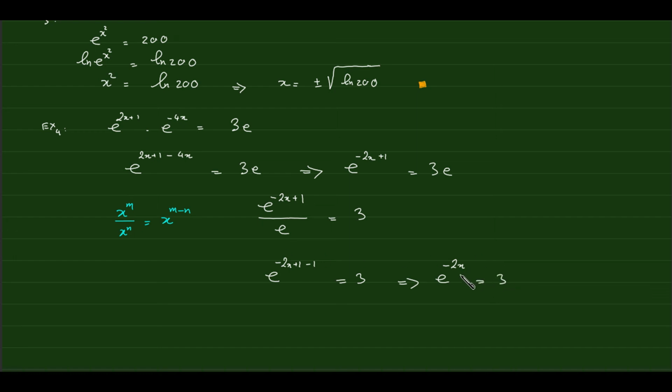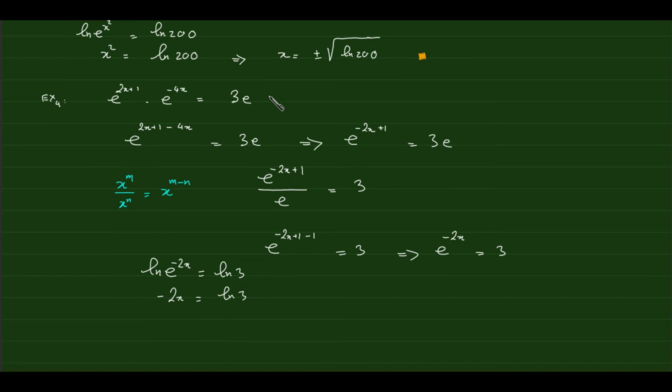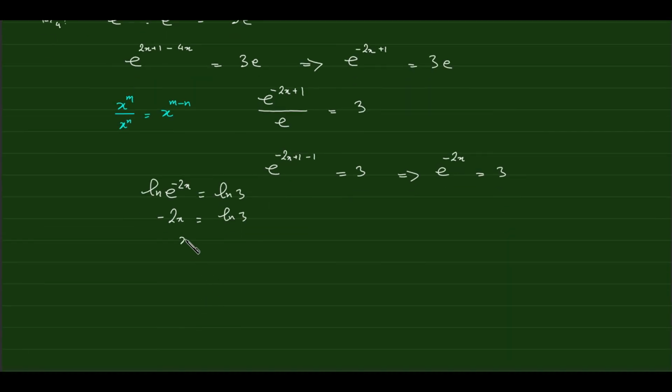Now, in order to get x, you're going to take natural log both sides. ln 3. And it becomes negative 2x equal to ln 3. And over here I have x equal to negative ln 3 divided by 2. So that will be your final answer.